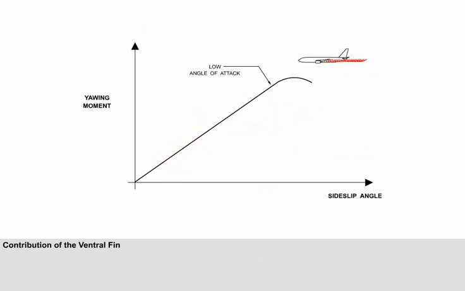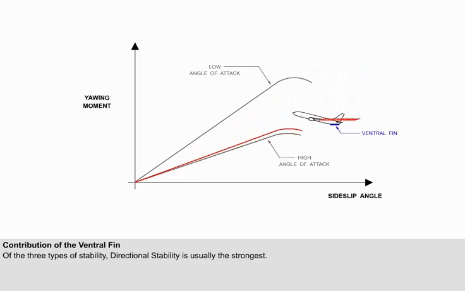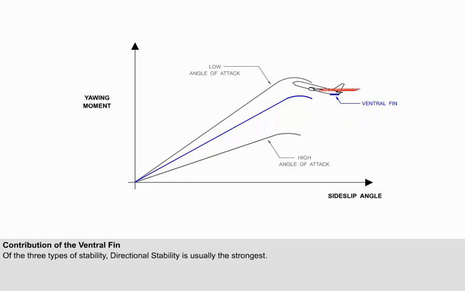The final thing to consider is the purpose of the ventral fin. The illustration shows an aircraft flying at a small angle of attack, with a typical yawing moment to side slip angle ratio. The plot shows an acceptable value of directional static stability. As the aircraft slows down, its angle of attack must be increased. The wake from the wing is now contacting the fin and reduces its effectiveness. You can see the plot now represents the reduced level of directional static stability. The addition of a ventral fin will increase the directional static stability at high angles of attack.